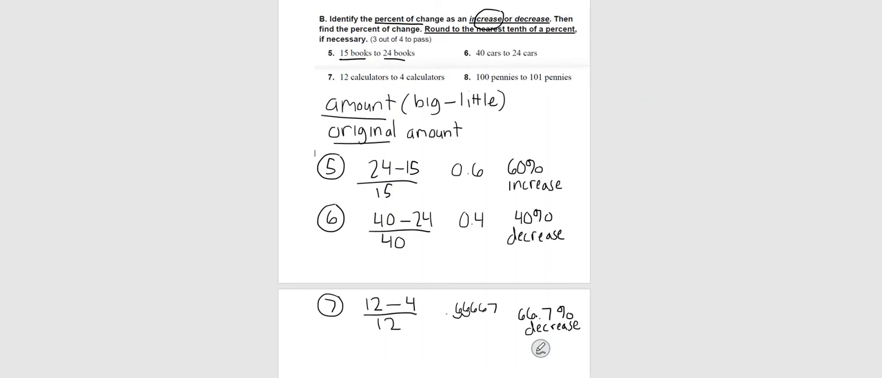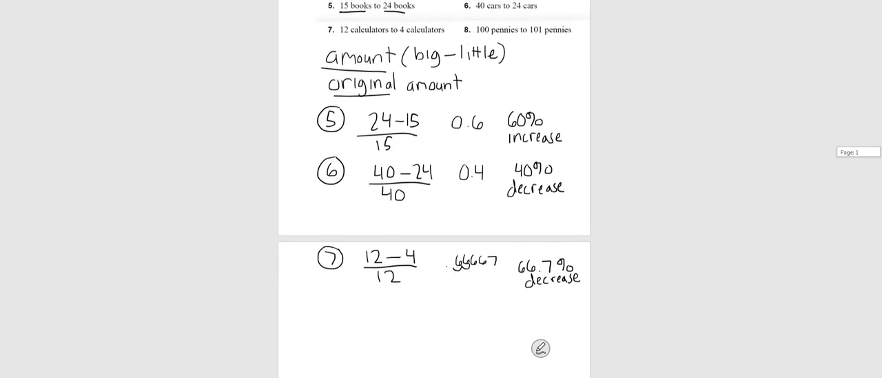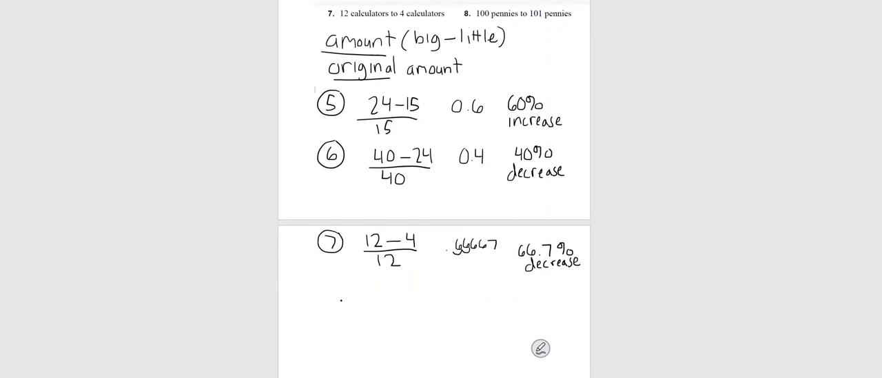Okay, and let's go ahead and look at number 8. Need to create a little bit more space here. So on number 8, we have 100 pennies to 101 pennies. So we do 101 minus 100 divided by 100. And if you take 1 and you divide it by 100, you get 0.01. So then if you move this decimal 2 places to the right, that would be a 1% increase, because we went from 100 pennies to 101. Okay, let's go ahead and do the next part.